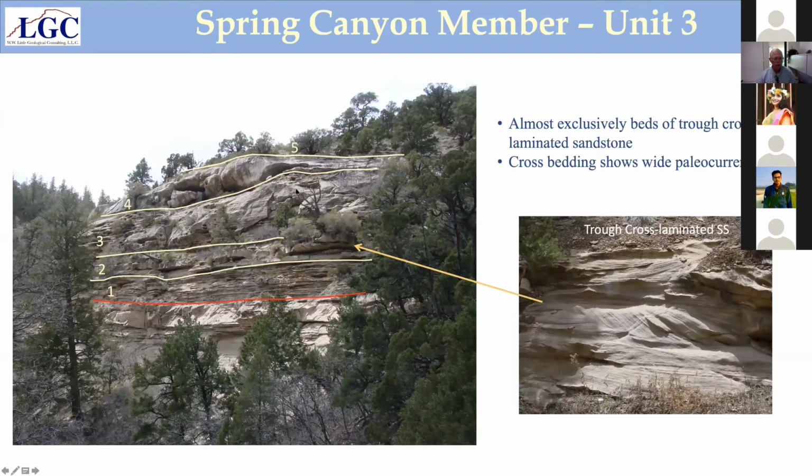So this entire ledge up here near the top consists of trough cross-bedded sandstone. And the trough cross-beds have a variety of orientations. You can see that here. This upper trough looks like it's going into or out of the slide. This trough here looks like it's going to the left. In reality, they're all going into the slide, but at different angles. So there is a significant range in the directions of the paleo currents.